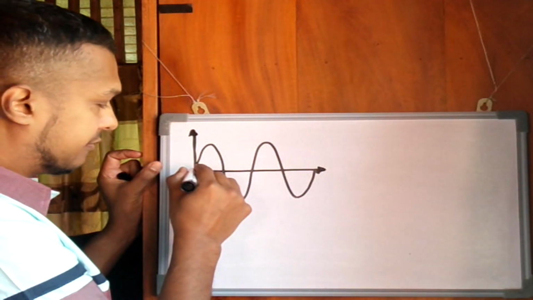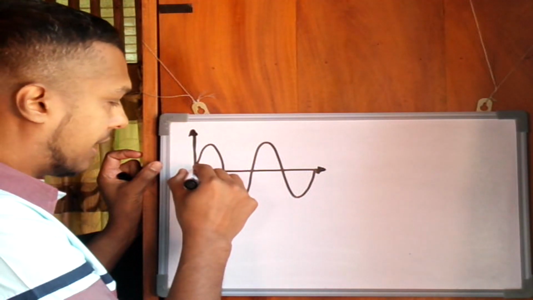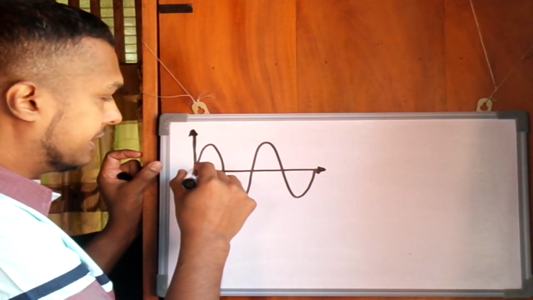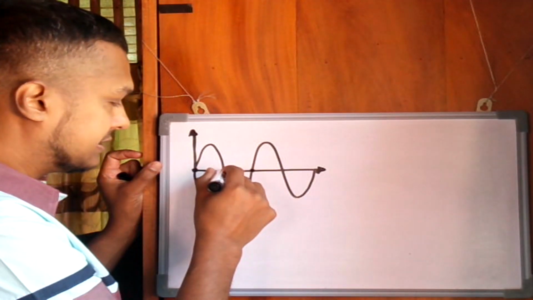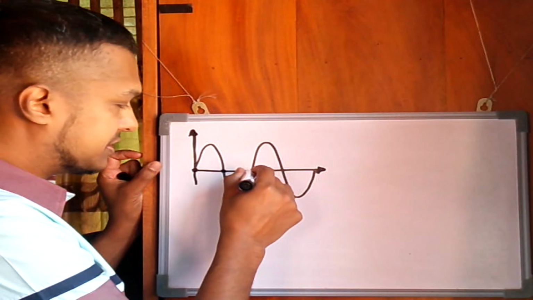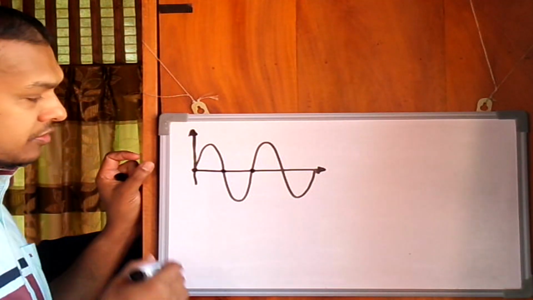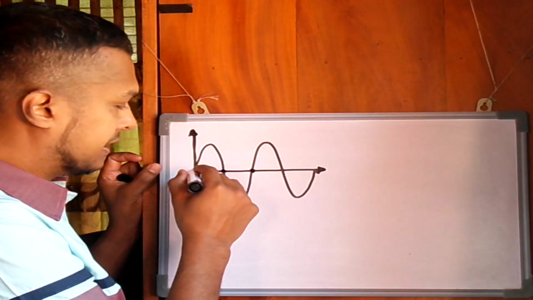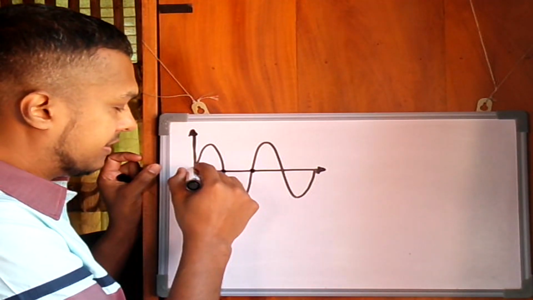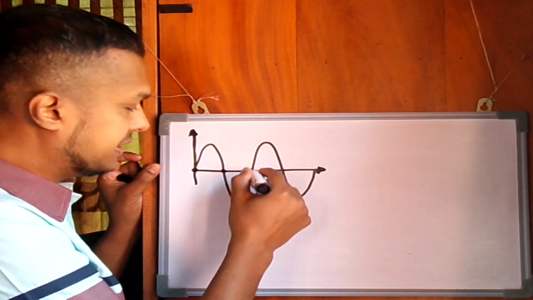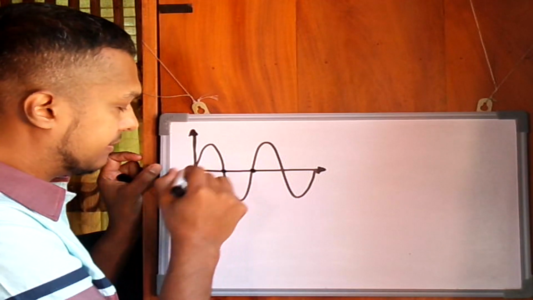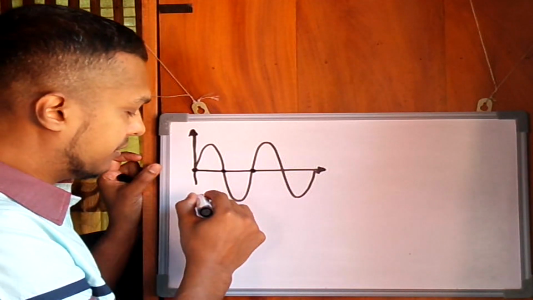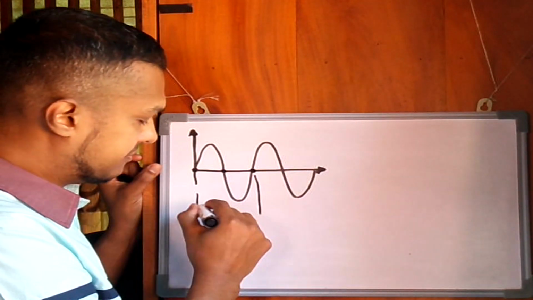So the particle closest up here, and the next position that it becomes closest to the axis is here, and the next position is here. So once one cycle is finished, the distance between this end point and the initial point is called wavelength. So this is wavelength.